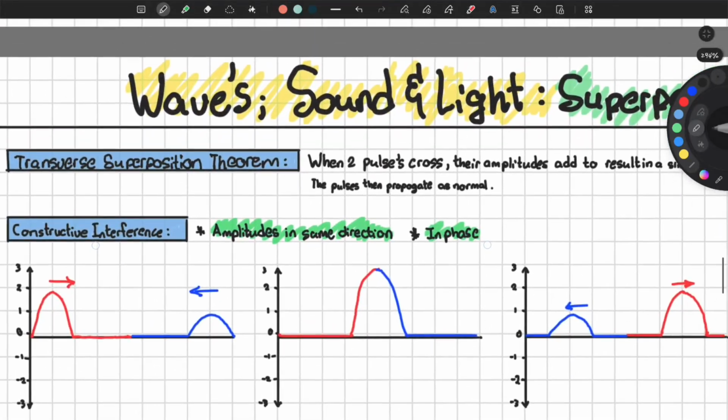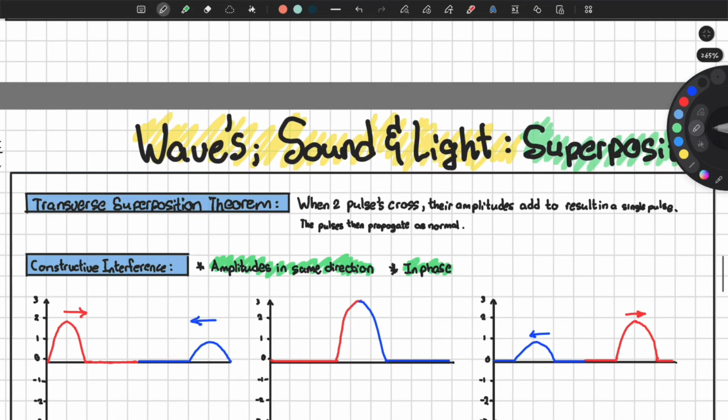So firstly, if you want to take that down, put it in a book somewhere, you can of course take it down. I have it zoomed in on your screen. The superposition theorem states that when two pulses cross, the amplitudes add to result in a single pulse. But the more important bit that I want you to focus on is that after these two pulses cross, they will continue to travel in their initial direction and at their initial magnitudes. So let's do a little investigation together.